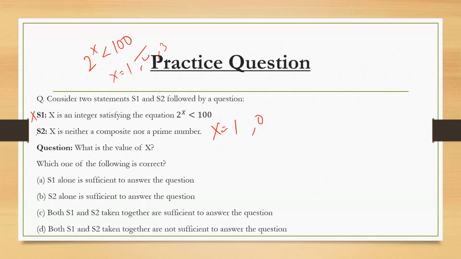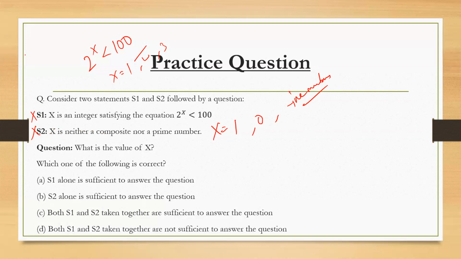Here it is only said that x has to be neither composite nor prime. Similarly, what about negative numbers? Again, not prime nor composite. So x can have multiple values again here. It's not defined what the nature of x is. So statement 2 also will not be able to answer my question.